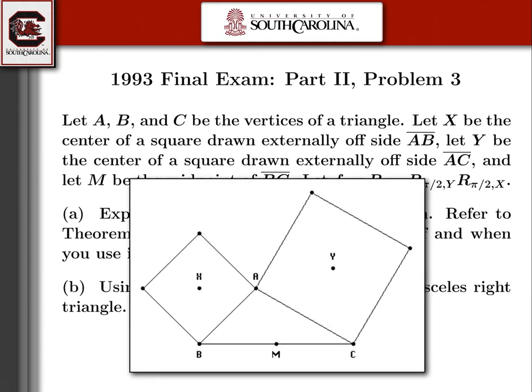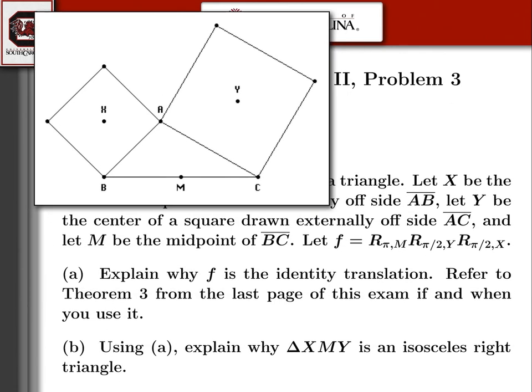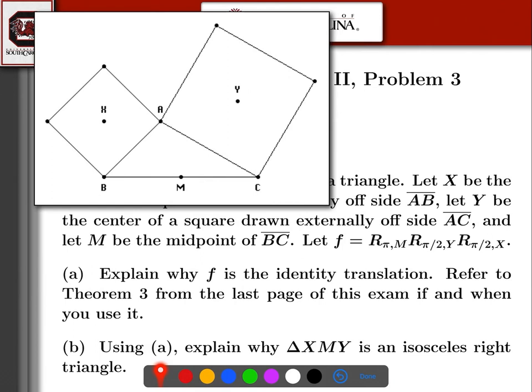And what are we trying to prove? Let's see. First, we want to explain why F is the identity translation. So what is the identity translation? F is mapping points to points, and if we're translating, that means we're moving them all the same amount in the same direction. So if we have a little a and little b for the point defining the translation, we want to move x to x plus little a and y to y plus little b. You're adding the same amount to x and the same amount to y for every (x, y) in the plane.